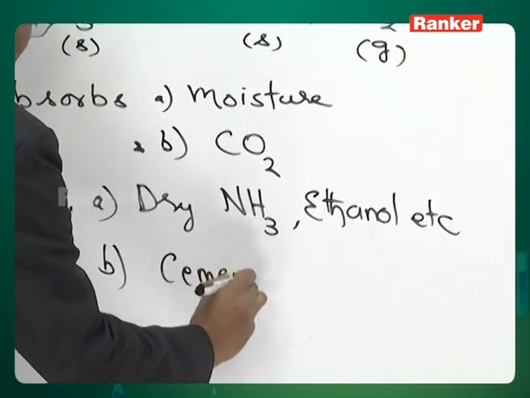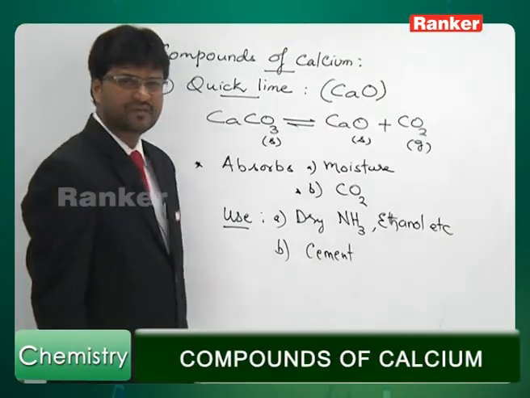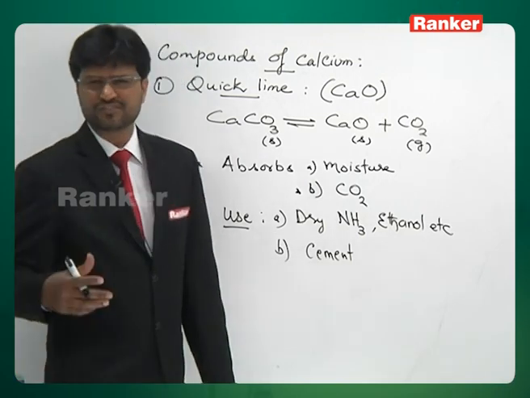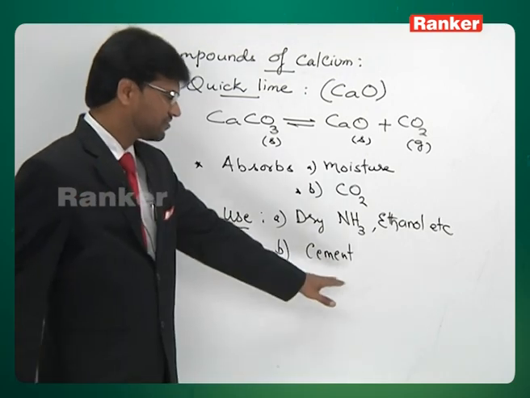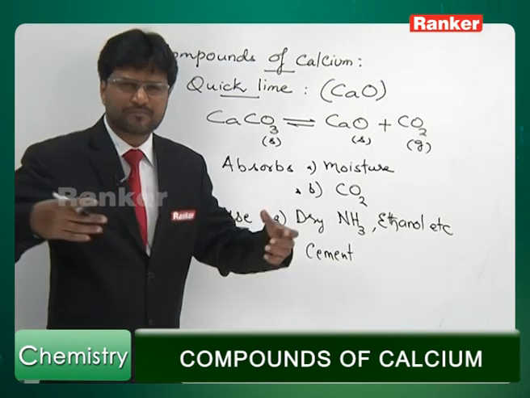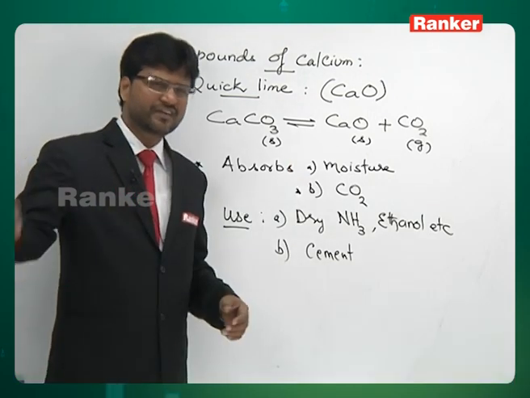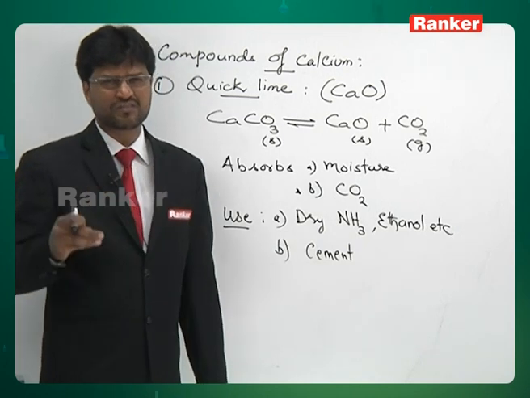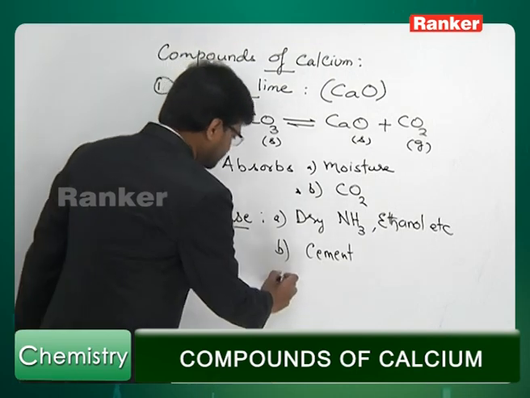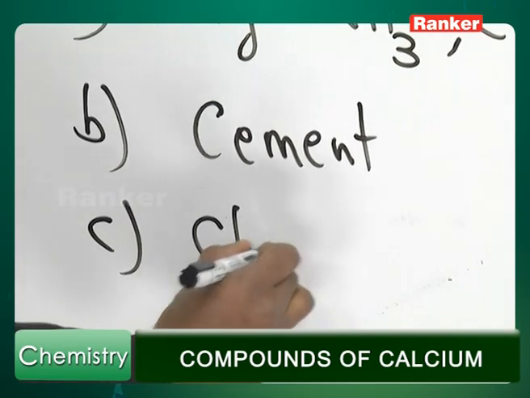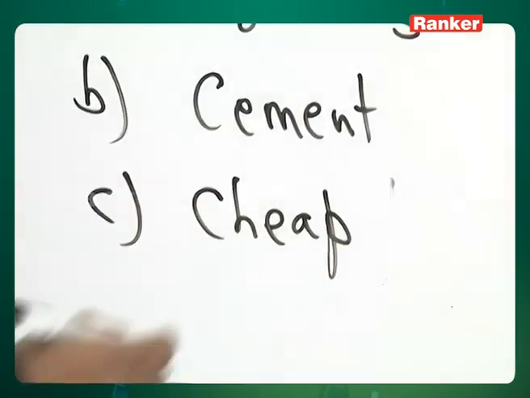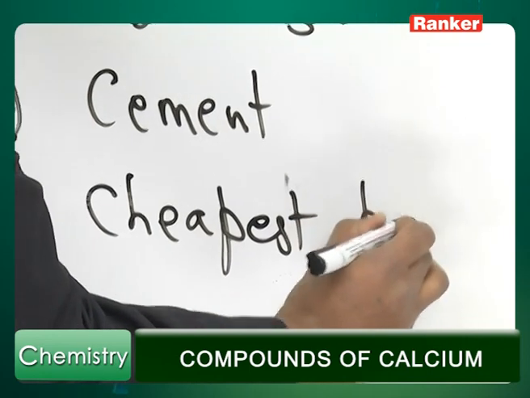Another important use of calcium oxide is in cement. In the manufacture of cement, almost 50% of cement consists of calcium oxide. Limestone and clay are mixed and heated, and then later gypsum is added. This mixture is called cement. And it is a source of base, the cheapest source of base.